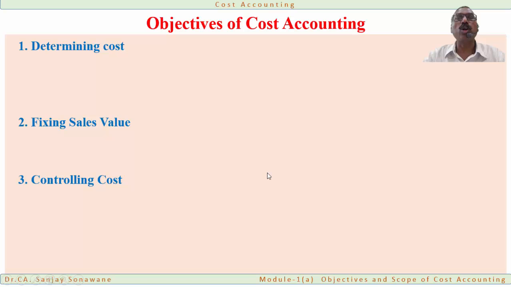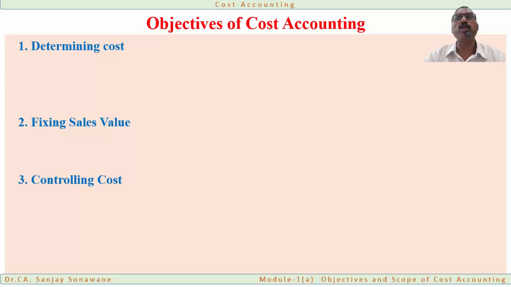Now let us see what are the objectives of cost accounting. Basically we can study three main objectives of cost accounting. First one is determining the cost of the product. Second one is, whatever product we manufacture, we have to fix their selling price. And last one is to control the cost.